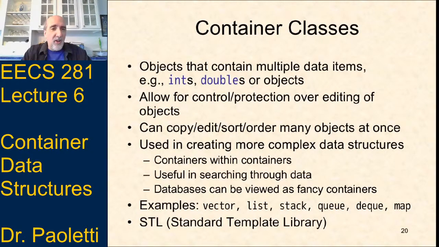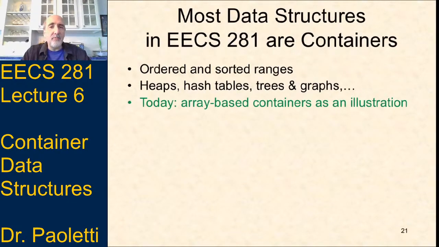So examples of container classes, we're already using things like vector and deque. We've talked about stack and queue and linked list. After the midterm, we're going to talk about maps and unordered maps. These are all parts of the STL, Standard Template Library. And our next lecture, next Tuesday, is going to be more about the STL. So, most data structures in EECS 281 are containers. And today, we're going to use array-based containers as an example of a type of container.